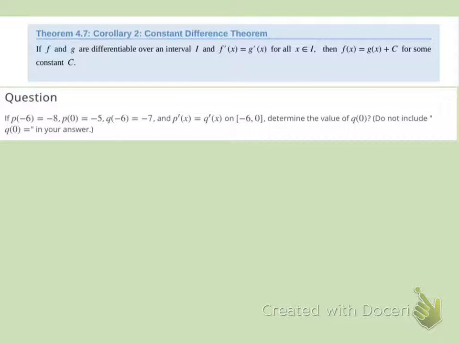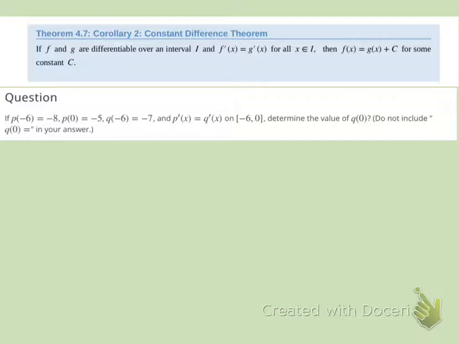So we have p of negative 6 equals negative 8, p of 0 equals negative 5, q of negative 6 equals negative 7, and p prime of x equals q prime of x on the interval from negative 6 to 0. We want to determine the value of q of 0.